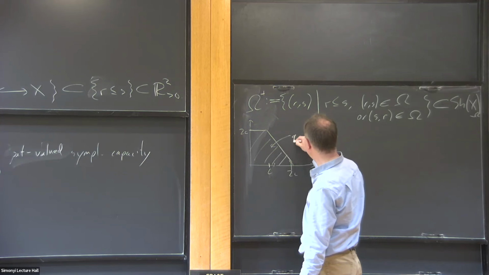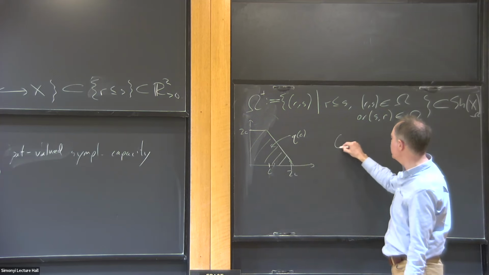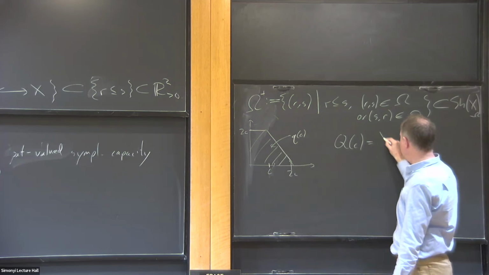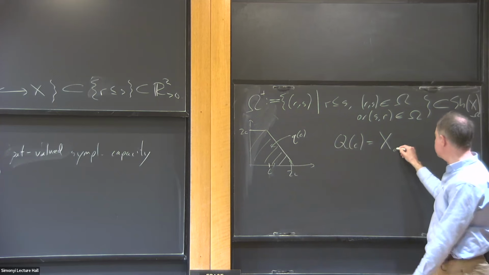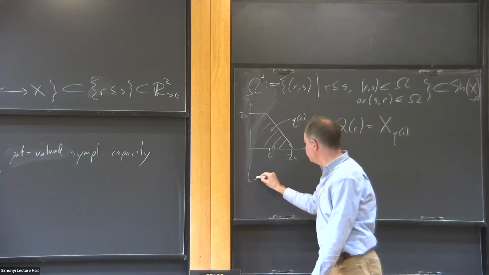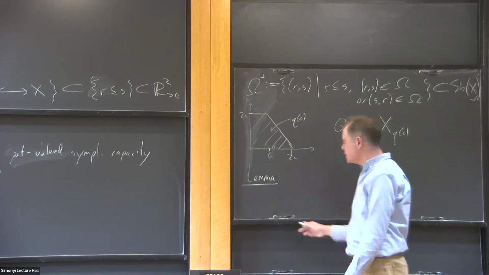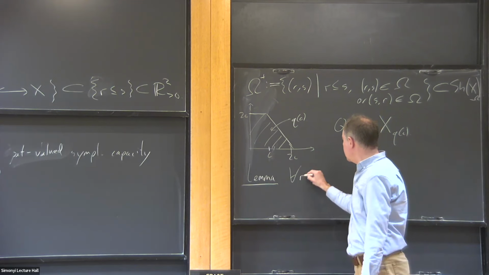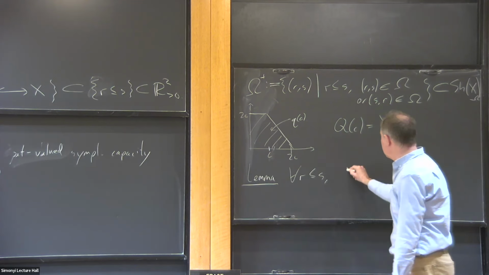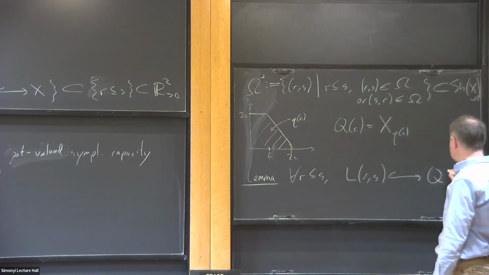Let's call this little q c, capital QC. This is the toric domain associated to this. So then there's a lemma, and this is related to your question. For all R less than or equal to S, LRS embeds into QR.